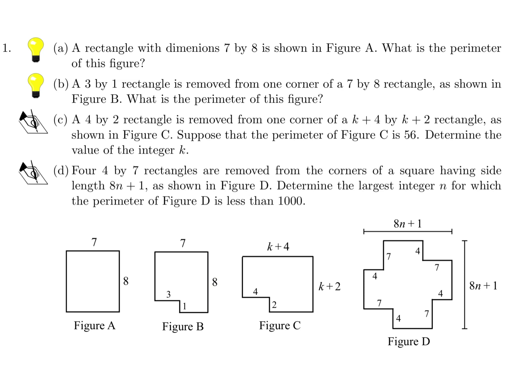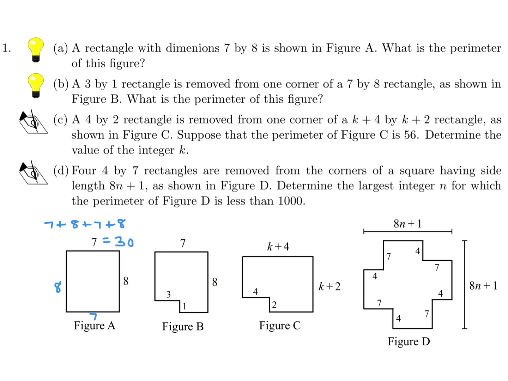A rectangle with dimension 7 by 8 is shown in figure A. What is the perimeter? Well, this side is 7, so this side is 7, that side is 8, so the perimeter would be 7 plus 8 plus 7 plus 8, and that is 30.